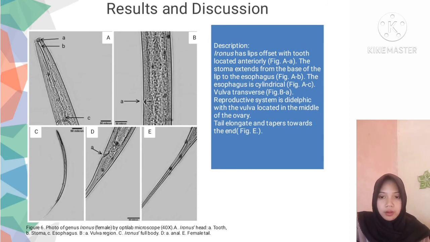The female reproductive system is single, with one ovary and the vulva position at 40% from the anterior end. The tail is very long and tapered toward the tip with a length of up to 434.2 micron.